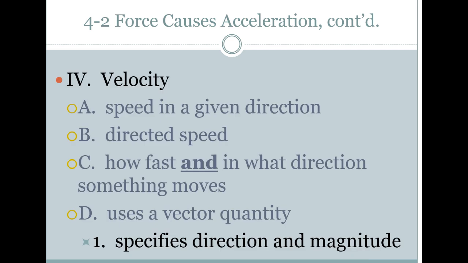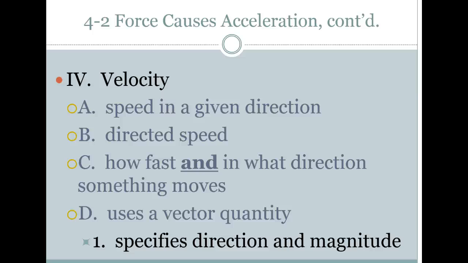Velocity. In everyday language, we can use the words speed and velocity interchangeably. In physics, we make a distinction between the two. Very simply, the difference is that velocity is speed in a given direction. When we say a car travels at 60 kilometers per hour, we are specifying its speed. But if we say a car moves at 60 kilometers per hour to the north, we're specifying its velocity.